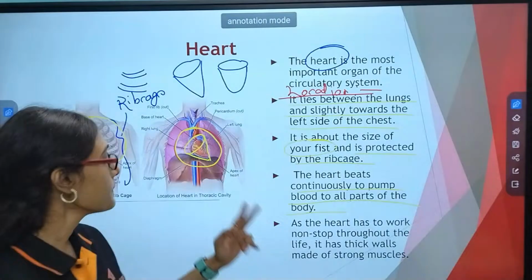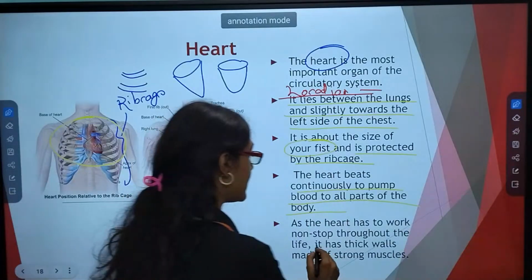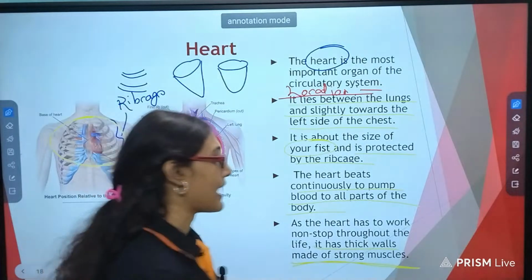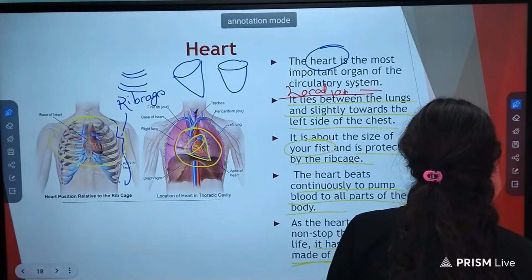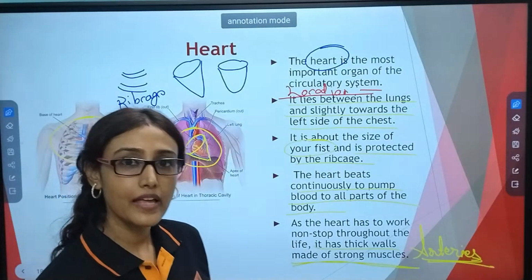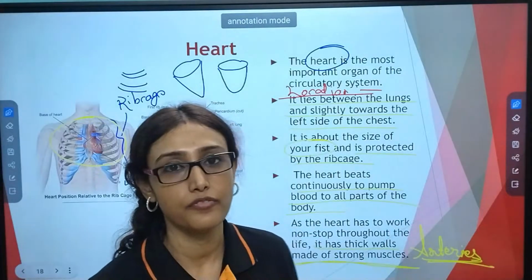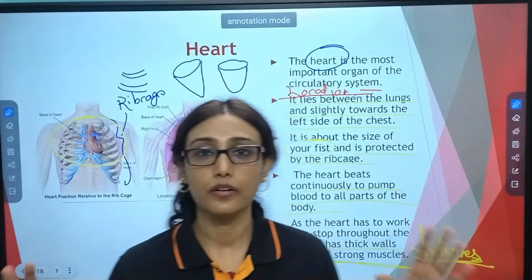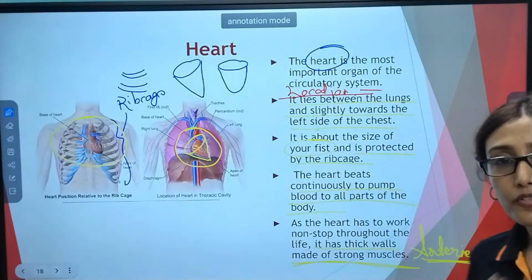As the heart has to work non-stop throughout life, it has thick walls made up of strong muscle, just like the arteries. So much pressure is there on the heart. It is working non-stop, always, even when you are sleeping. So it has to be very strong and powerful. That is why the wall is strong and the muscles of the heart are thick. Why? So that it can work always.